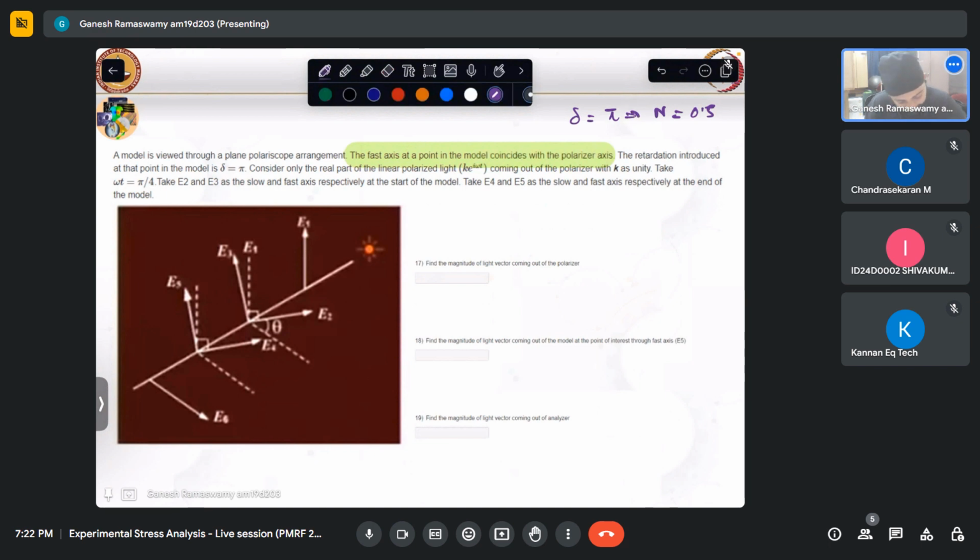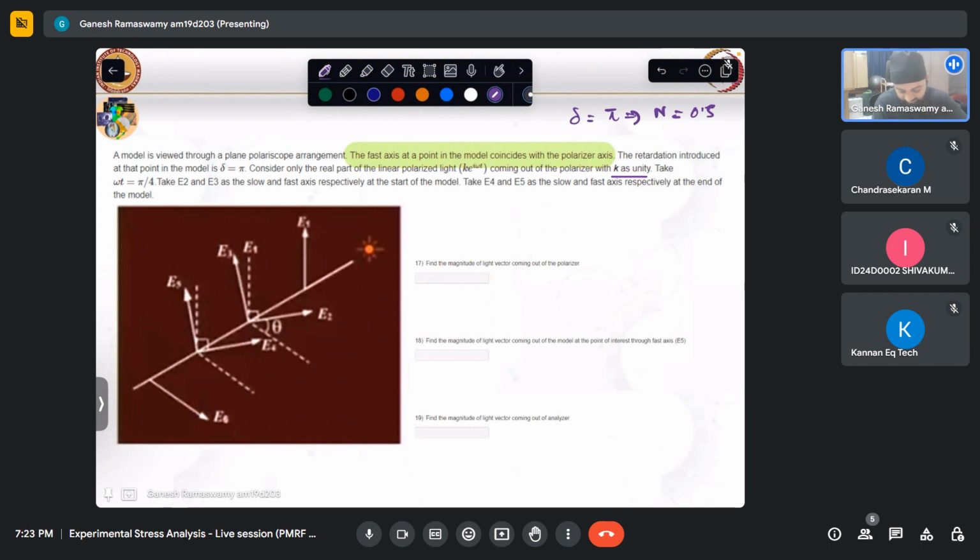Consider only the real part of the linearly polarized light k e power i omega t coming out of the polarizer with k as unity. Okay, k is taken to be 1. Take omega t equal to pi by 4. Take E2, E3 as the slow and fast axis respectively at the start of the model. Take E4 and E5 as the slow and fast axis at the end of the model.